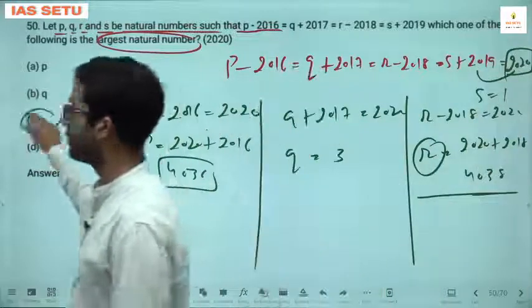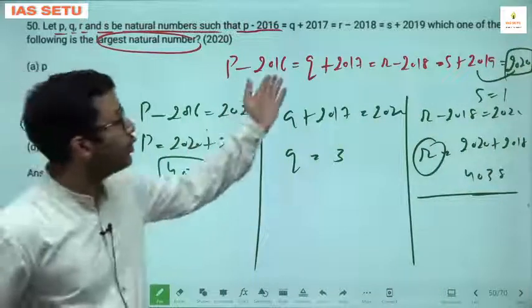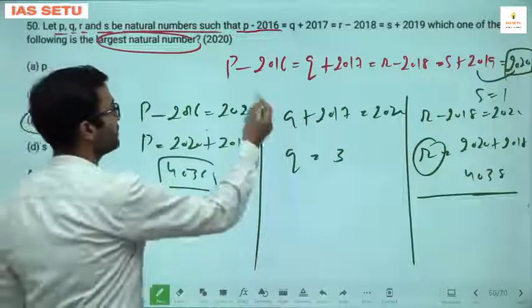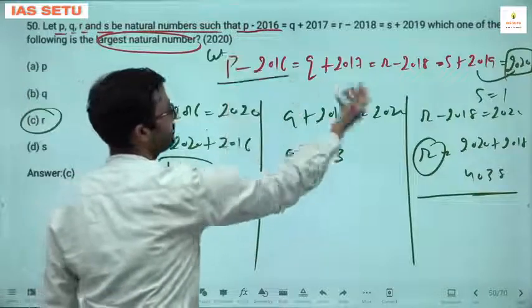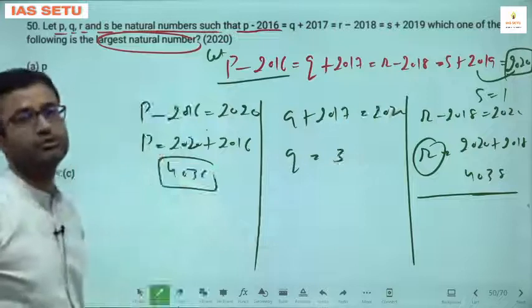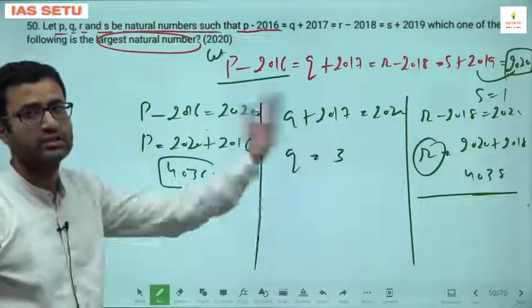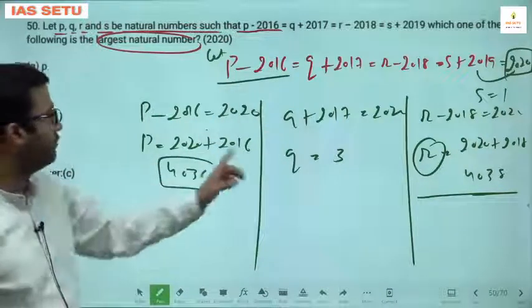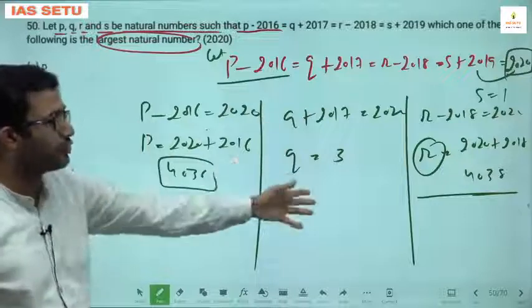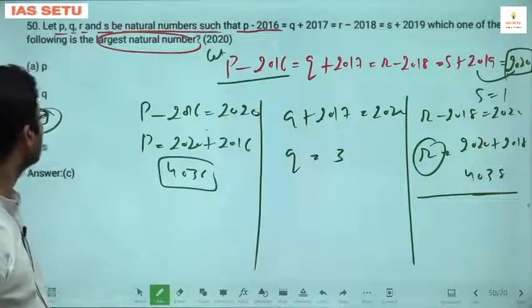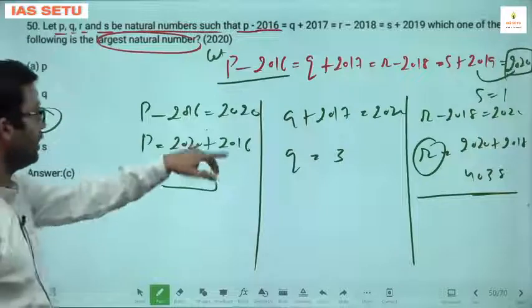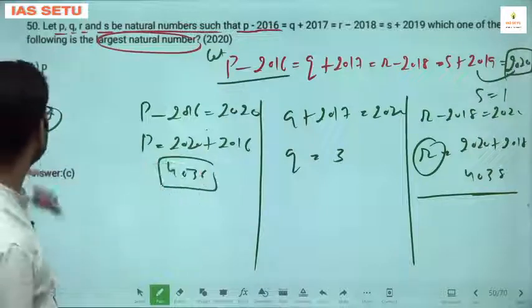So it is R. So what you do? You just assume, this is my assumption, let all these values give me the final result 2020. You can take 5000, 6000. So you get the values of P, Q, R, S. You can compare. R is coming 4038, so that is the largest out of these values. So here the answer is C.